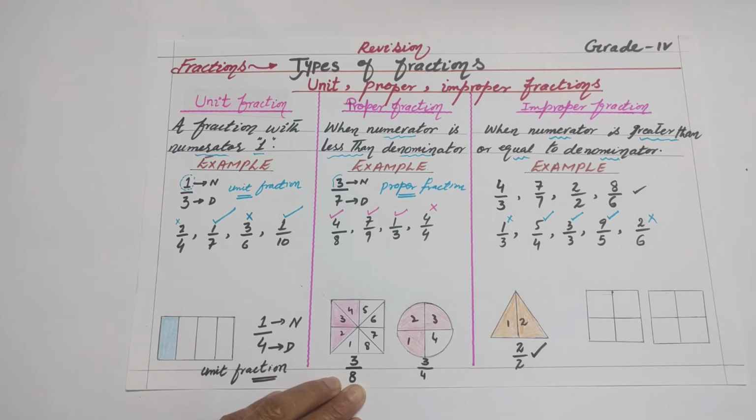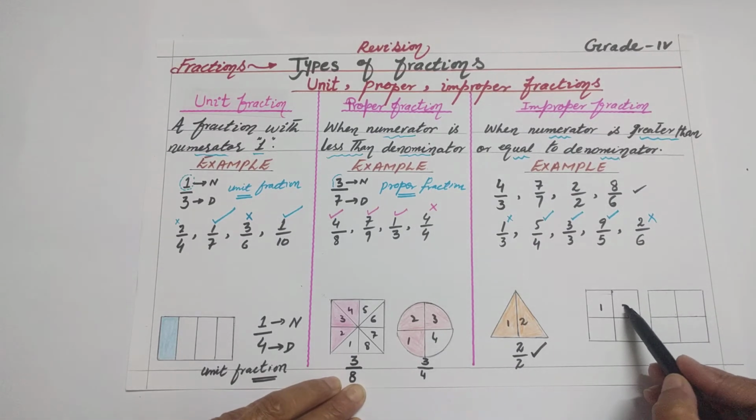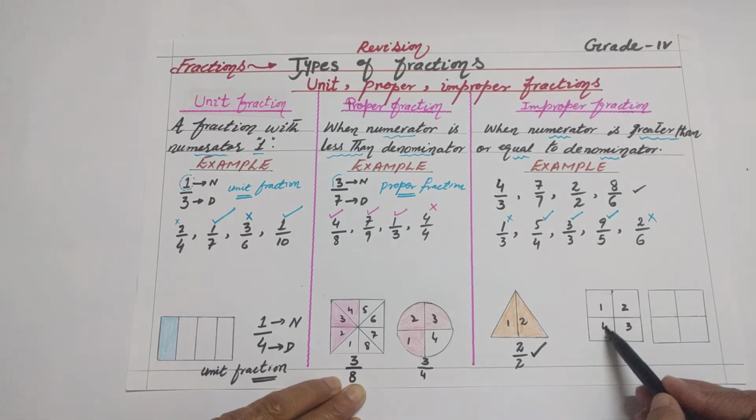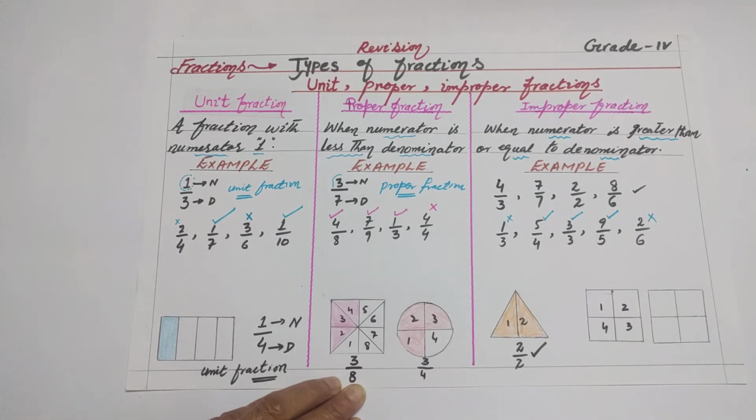Clear? Come to the next one. In the next shape, I have one square and this whole square is divided into 1, 2, 3, 4 equal parts.